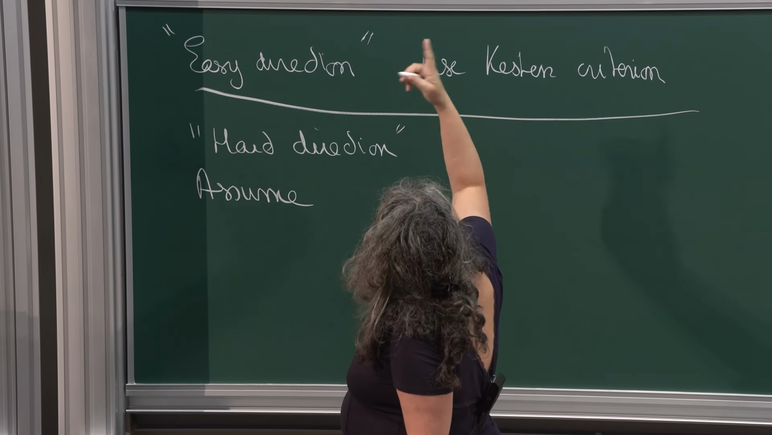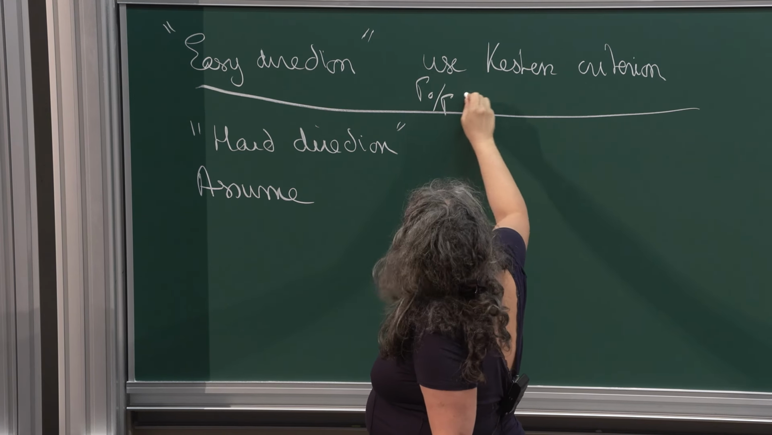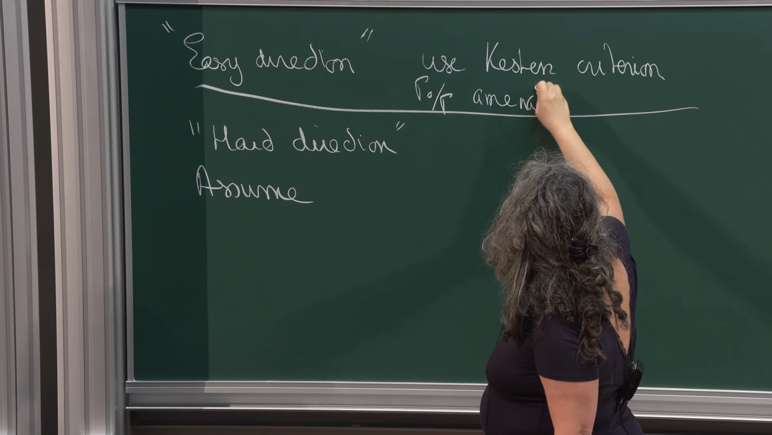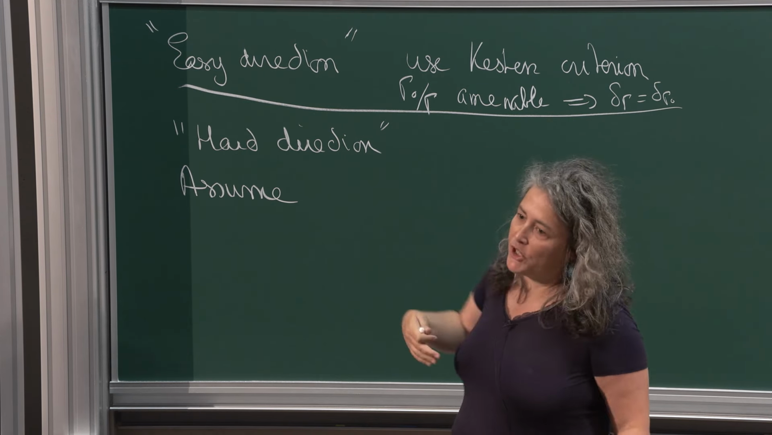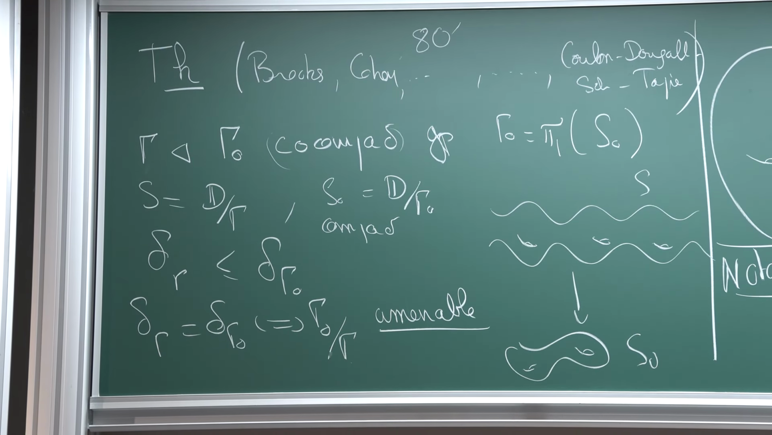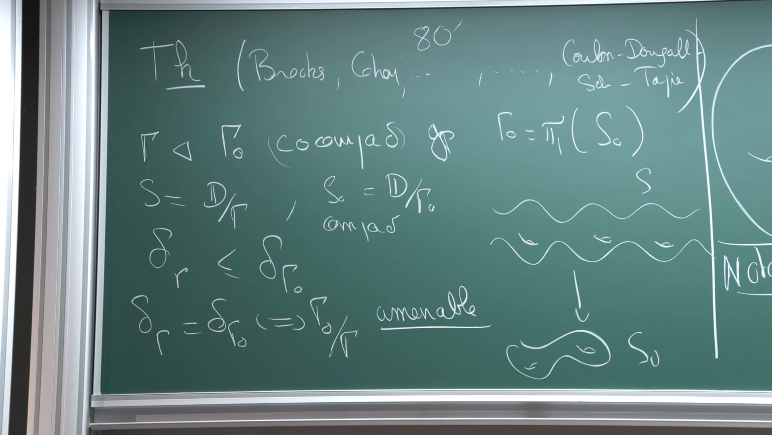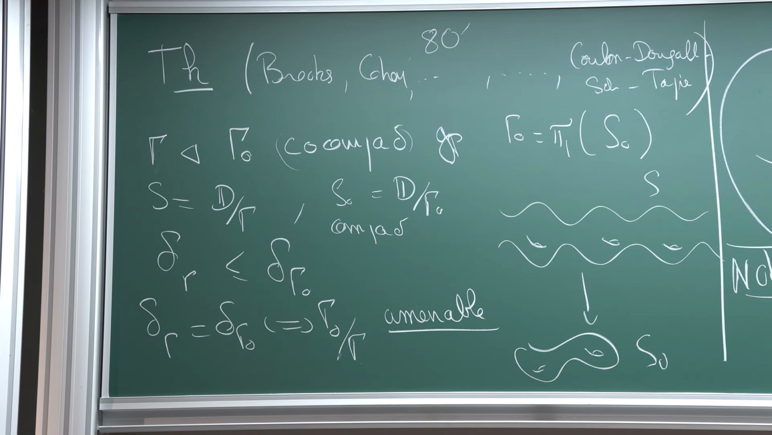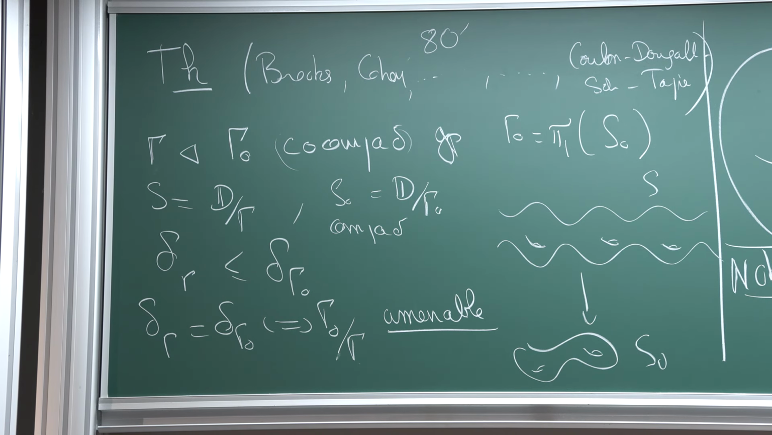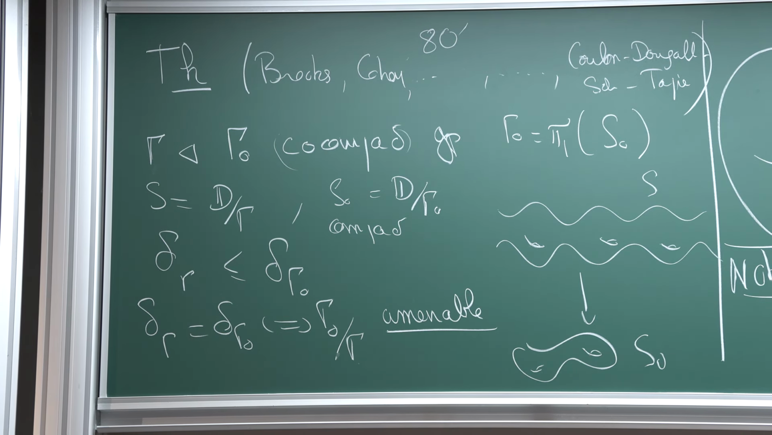You assume that the quotient is amenable, and you prove that you have equality. So why is it the easy direction? Because it's a result which had a history with many older results, and in the older results it was really the easy direction, and from a conceptual point of view it's really easier. But we just didn't have it. But okay, it's easier. It uses the Kesten criterion.